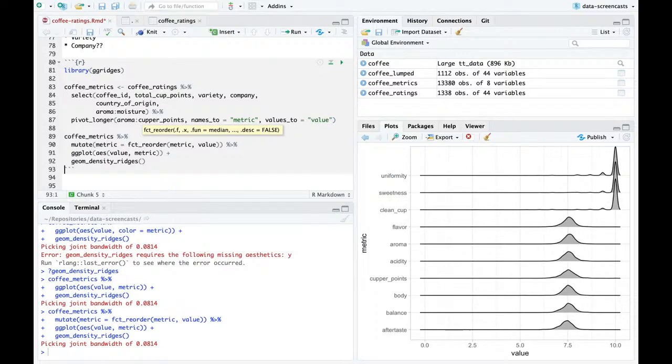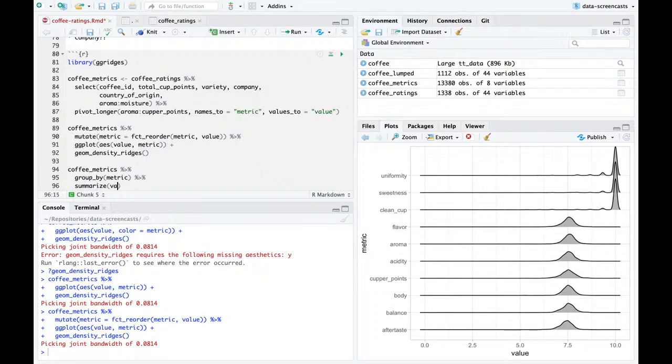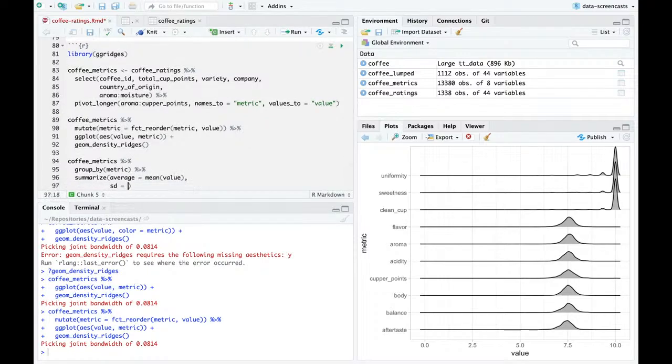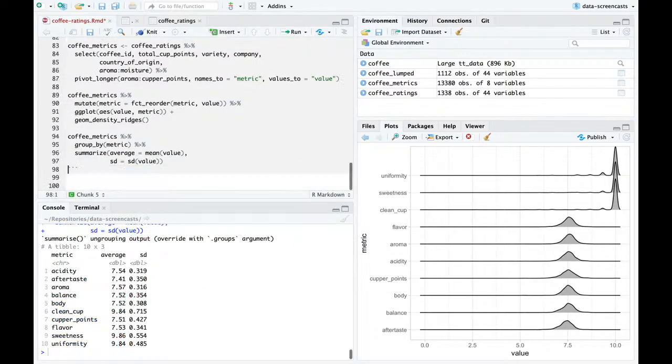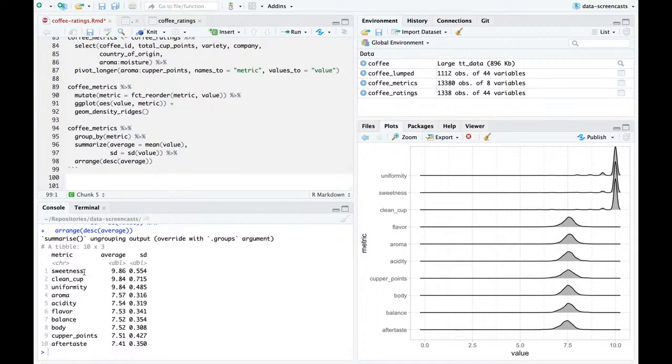Yeah, this really gets across to us that uniformity, sweetness, and clean cup are kind of the gimmies. You can lose points, but mostly everybody has a 10 on all three of them. Some people lose points. What that is going to confirm to us is that if I take my coffee metrics, group by metric, and summarize the average as the mean of value and the standard deviation as the standard deviation of the value, arranged by descending average, what I'm going to see is that sweetness, clean cup, and uniformity, what's actually interesting is their average is high, but their standard deviation is higher as well, which means they're a larger source of variation.